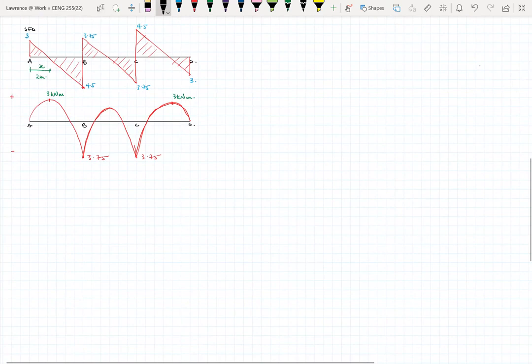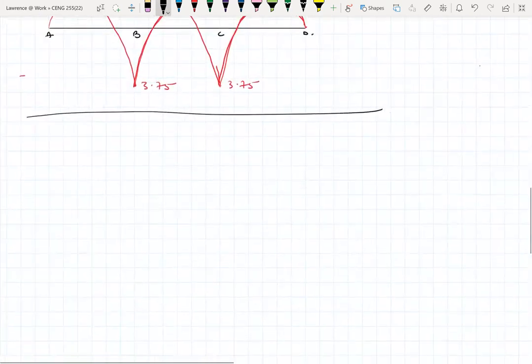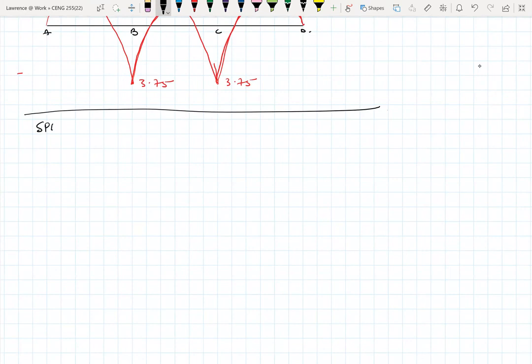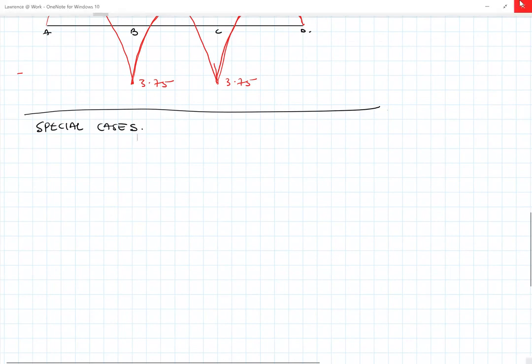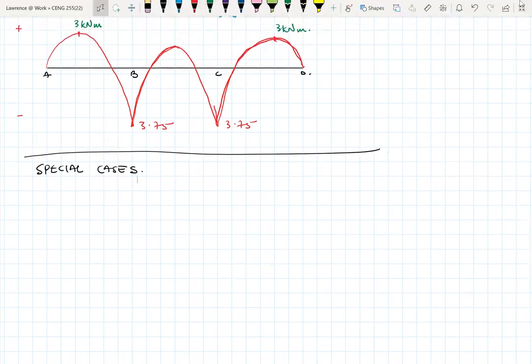All right. Now let's look at some special cases. Okay. Let's look at some special cases. So far, what we've been looking at is beams that do have supports at the ends which are simply supported.